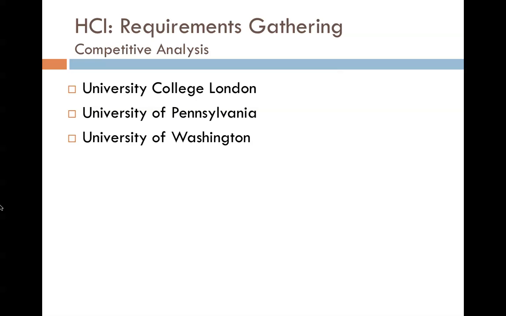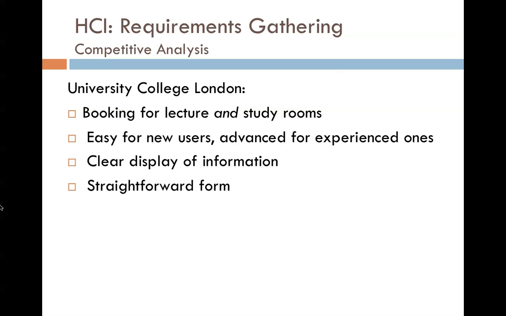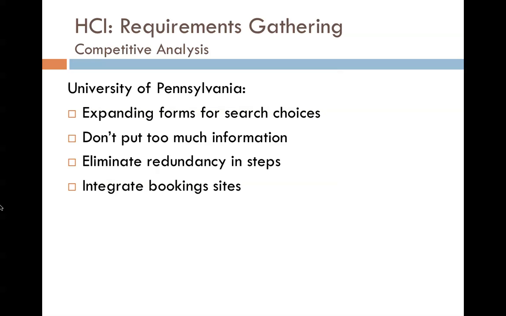We did a competitive analysis of 3 systems: UCL's, University of Pennsylvania's, and University of Washington's. An analysis of UCL's system showed that we need to find an easy way to book lecture and study rooms through the same system. Booking needs to be a step-by-step process for new users that can be circumvented by experienced users. It needs to show room information clearly so users can view or ignore what they want to, and it needs a straightforward form with no open-ended questions.